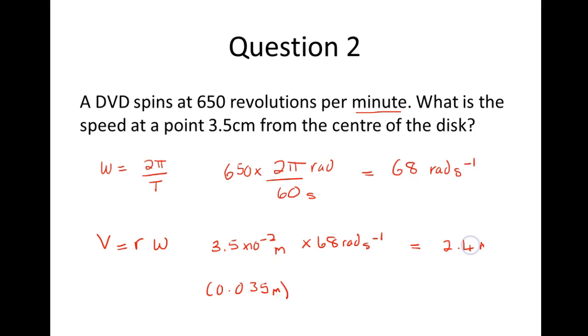2.4 meters per second. So our speed at a point of 3.5 centimeters from the center of the disc, remembering that linear speed is determined by the radius and the angular speed, which doesn't change, and so our speed at that point is 2.4 meters per second.